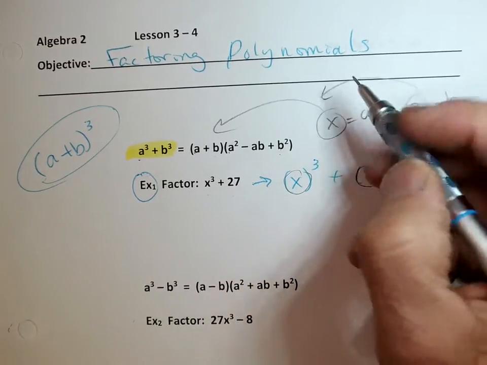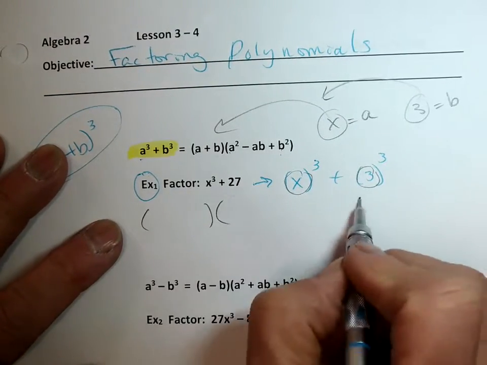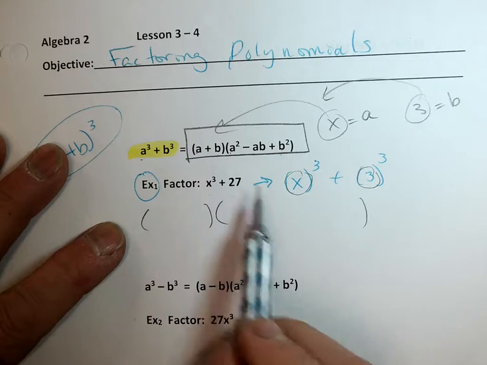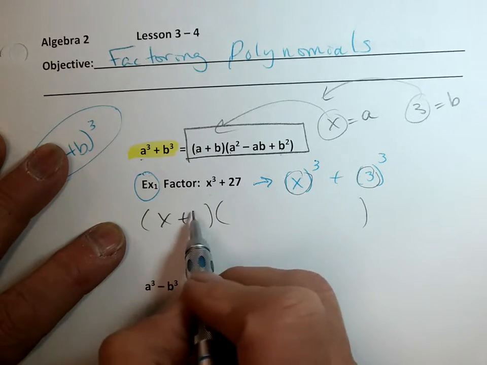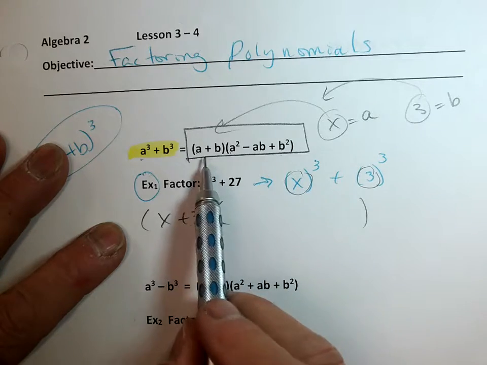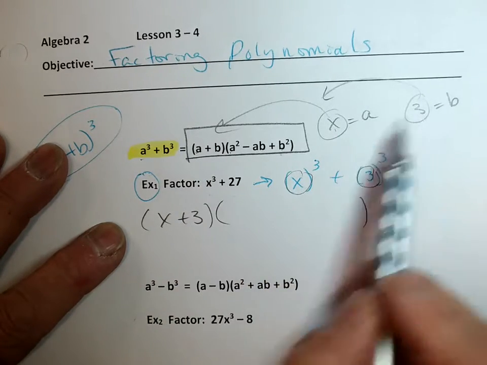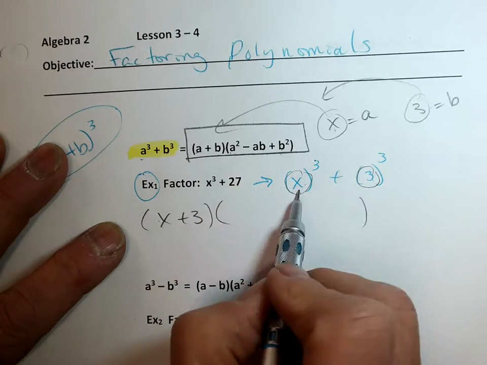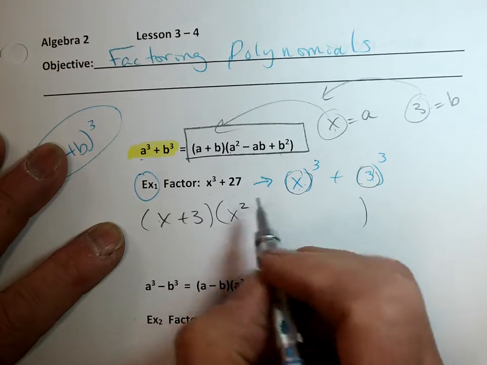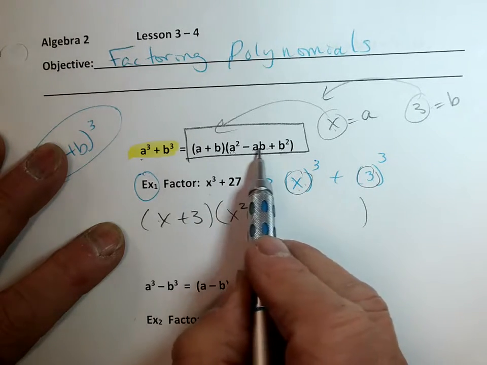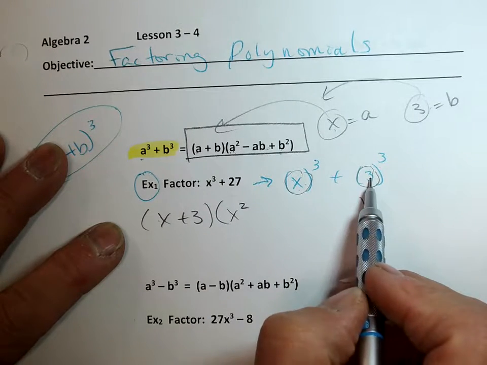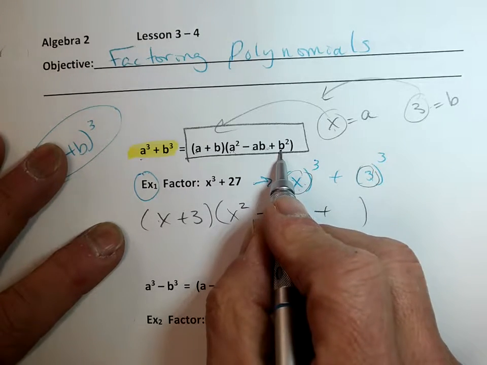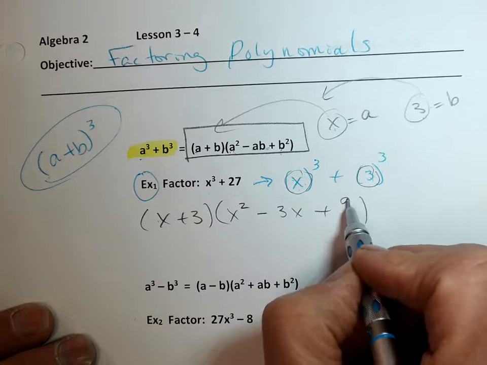That's all. So I'm going to go parentheses, and I'm going to use my formula. Here's my formula, okay? A plus b. Well, I'm going to go x plus 3. A is x and b is 3, okay? Then times a squared. Well, a is my x, so I'm going to go x squared minus ab. That means those two multiply together. So what is x times 3? Well, it's just going to be 3x, minus 3x plus b squared, and b is 3. 3 squared is 9. It is factored. Done.